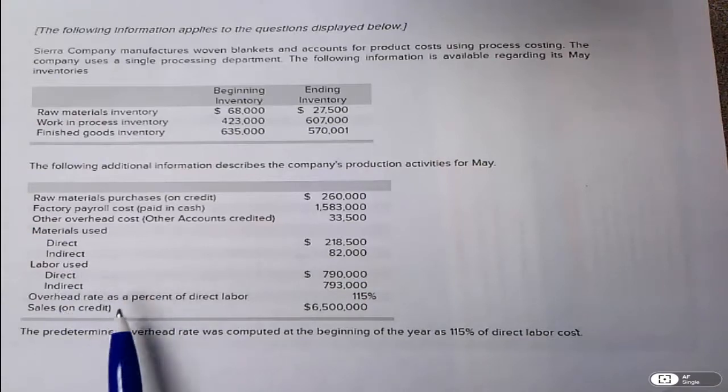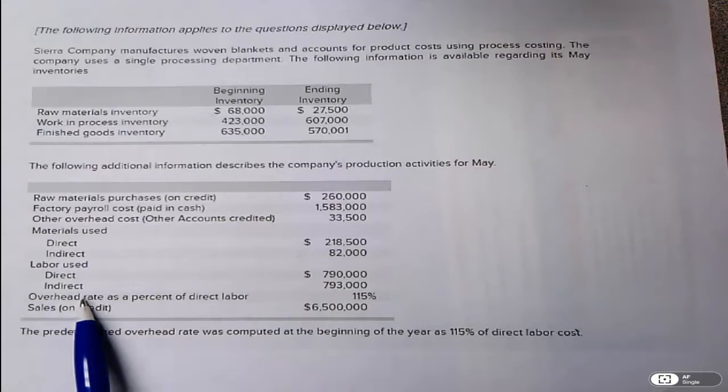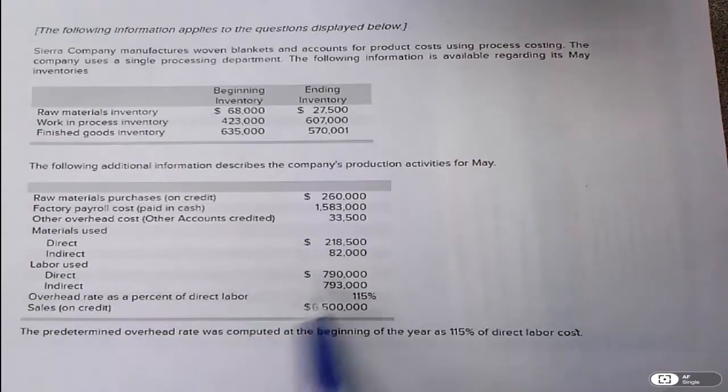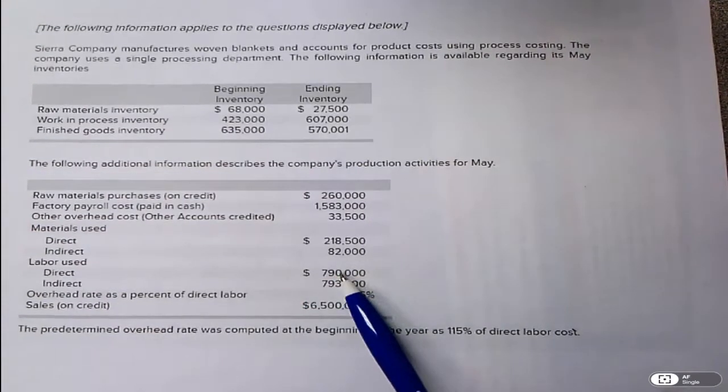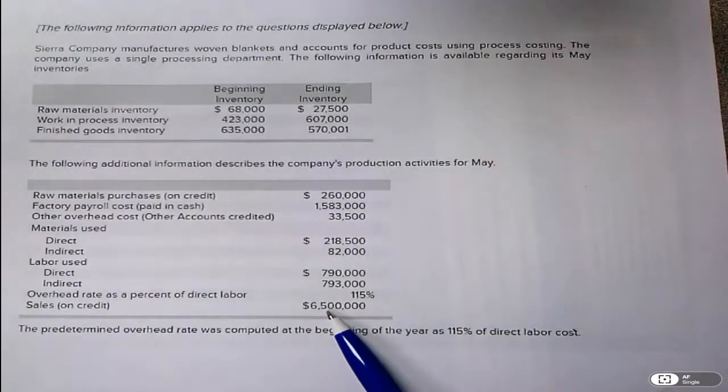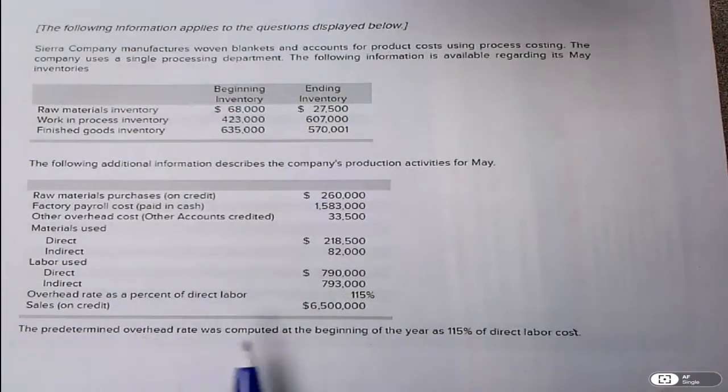Our POHR, or predetermined overhead rate, is a rate based on a percent of direct labor. So anytime there was a dollar of direct labor, as we learned in the last chapter, we are going to add $1.15, or 115%, of overhead in addition to that labor. And then we also had some sales on credit, meaning the customers will pay later. The predetermined overhead rate was computed at the beginning of the year at 115% of direct labor cost.